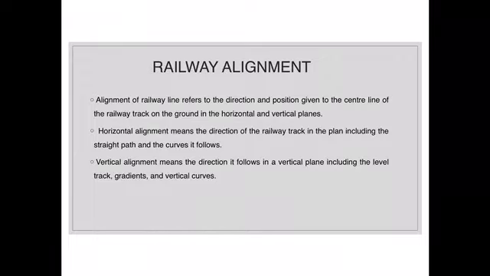Mainly the alignment includes two alignments: the first is the horizontal alignment and the second is the vertical alignment. The horizontal alignment gives you the direction of the railway track in the plane, which includes the straight part and also the curve it follows. Whereas the vertical alignment shows how the railway will run with respect to the vertical plane, which includes the level track, the gradients that are provided, and also the vertical curves.